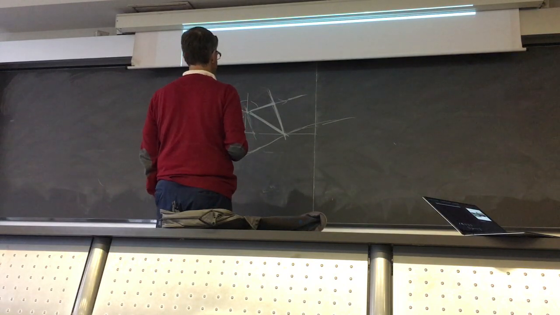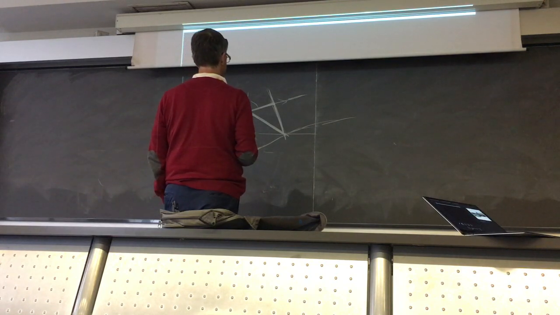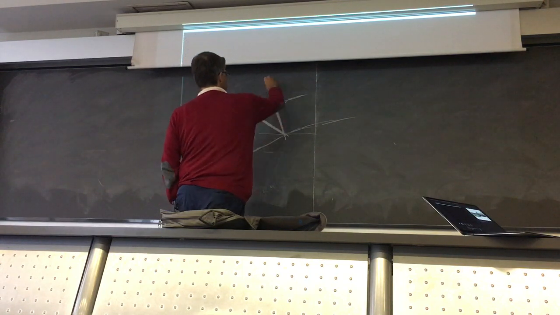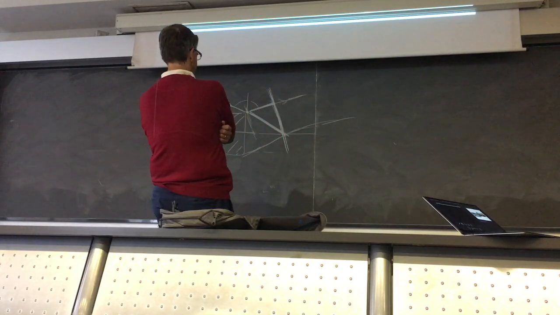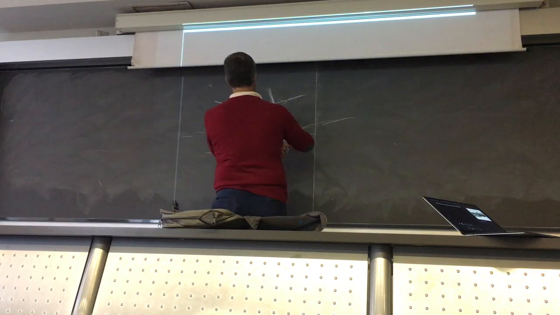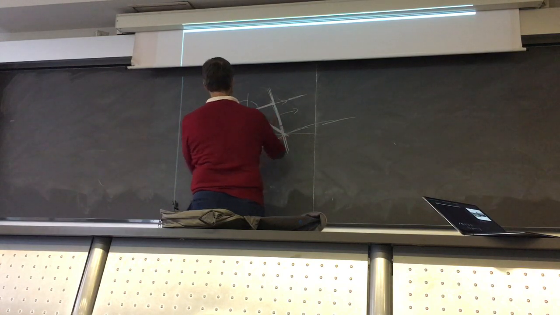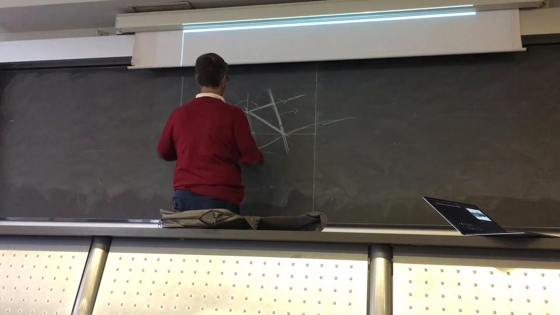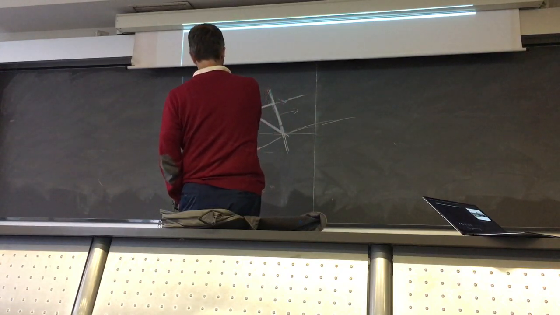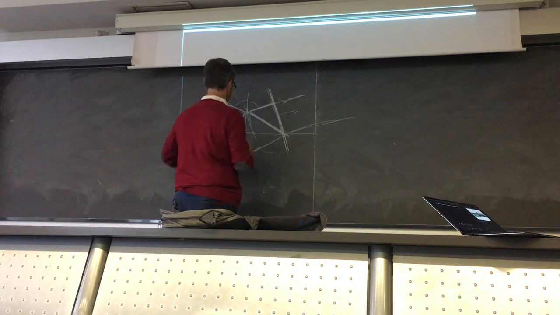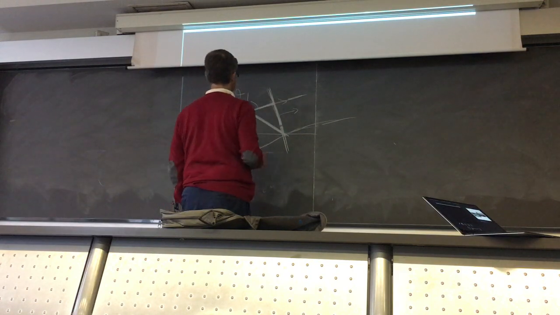Because the wavefront is orthogonal to the light, this is easy to compute. Because if this is H, and this is H, so this is 2H, and this is the incidence angle that is theta.